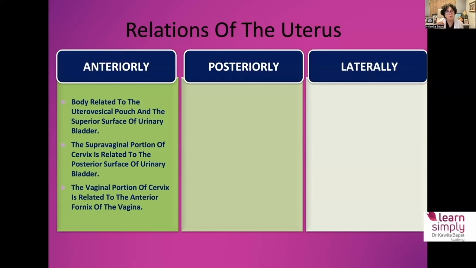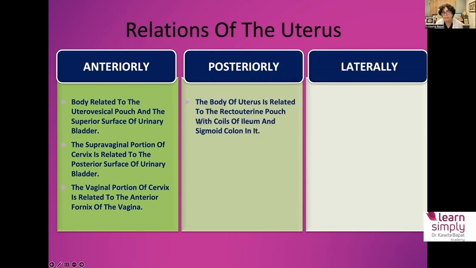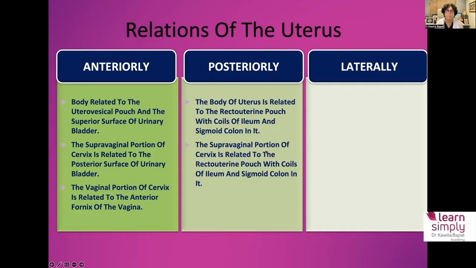We are much more worried when we separate the uterovesical pouch at its reflection. So it is very important that the body is related to the UV pouch and the superior surface of the bladder, so that we are worried at that level. At the supravaginal portion of the cervix, it's the posterior surface of the urinary bladder, and the vaginal portion is related to the anterior fornix of the vagina. So we are safe when we are at the vaginal portion of the cervix. We are very much safe. But when we are doing the surgery, we go anteriorly and the things are there. What is posteriorly? The body of the uterus is related to the rectouterine pouch, which contains coils of ileum and sigmoid colon.